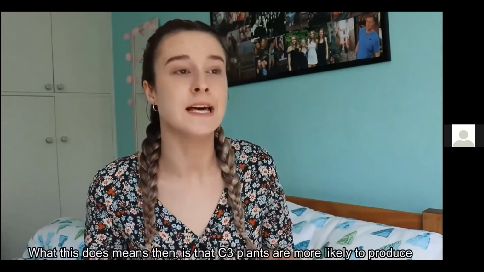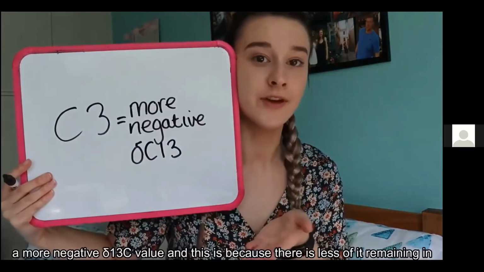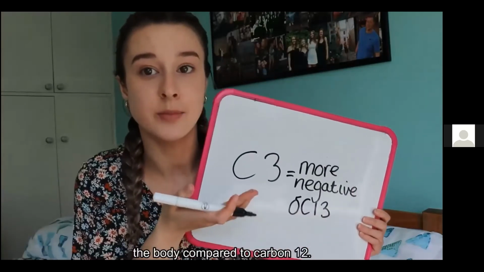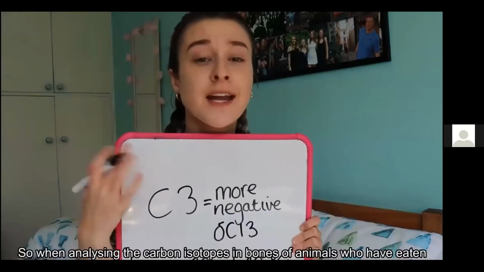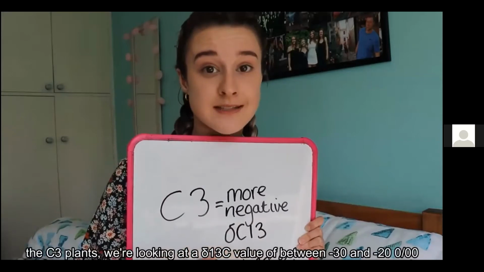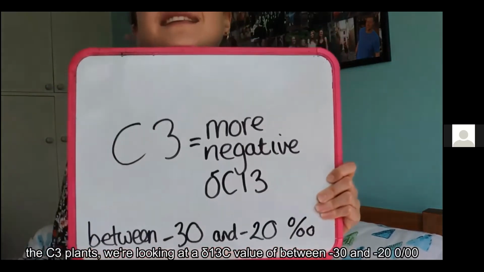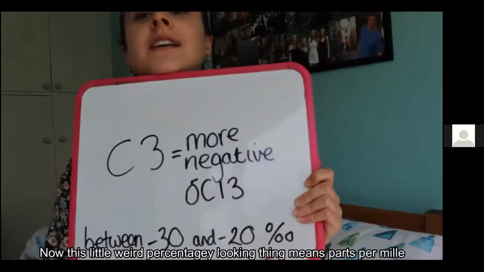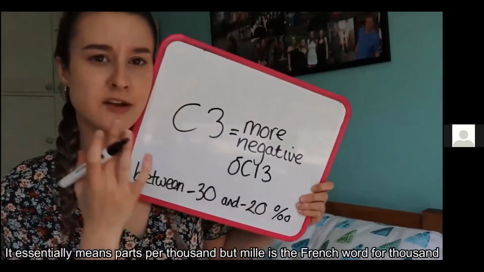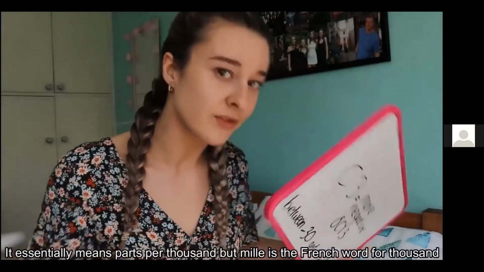What this does mean then is that C3 plants are more likely to produce a more negative carbon-13 to 12 ratio. And this is because there is less of it remaining in the body than the carbon-12. So when analysing the carbon isotopes in bones of animals who have eaten the C3 plants, we're looking at a ratio value of between -30 and -20 parts per mil. Now this little weird percentagey looking thing means parts per mil. It essentially means parts per thousand, but mil is the French word for thousand.